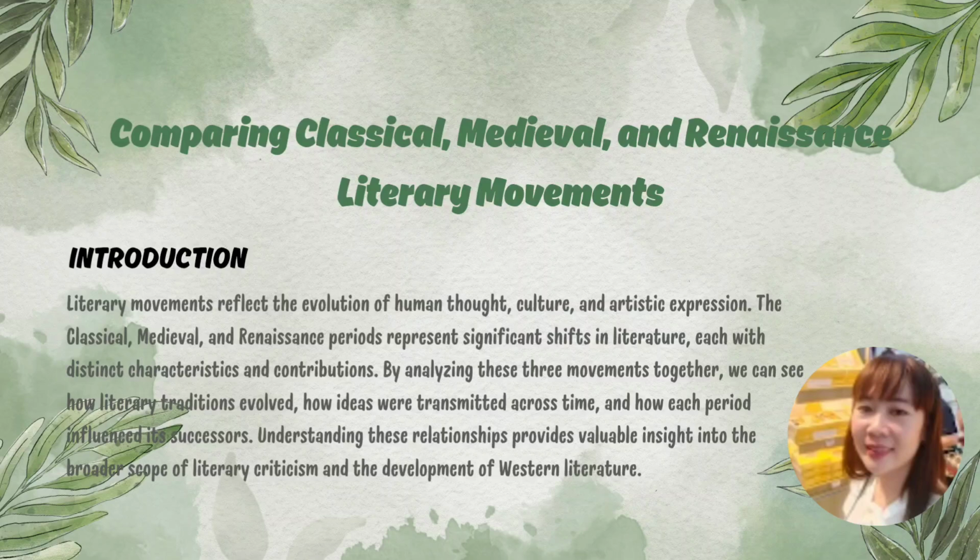For the introduction, literary movements reflect the evolution of human thought, culture, and artistic expression. The classical, medieval, and Renaissance periods represent significant shifts in literature, each with distinct characteristics and contributions. By analyzing these three movements together, we can see how literary traditions evolved, how ideas were transmitted across time, and how each period influenced its successors. Understanding these relationships provides valuable insight into the broader scope of literary criticism and the development of Western literature.